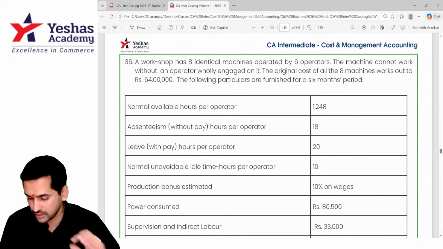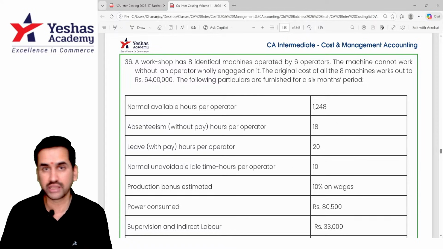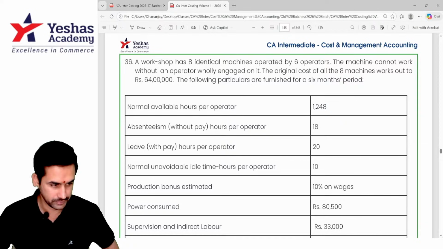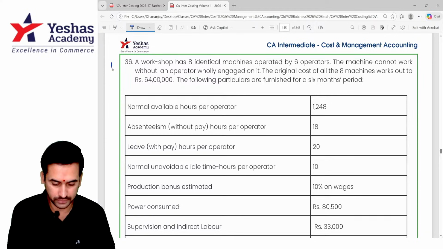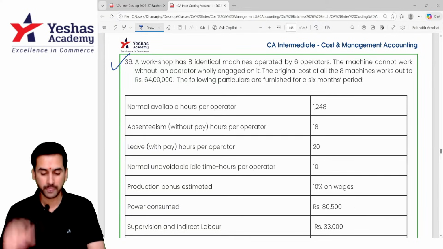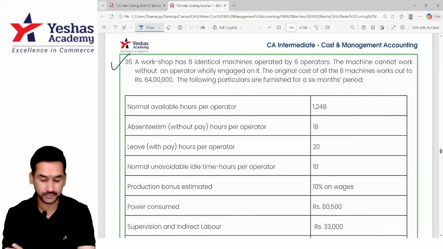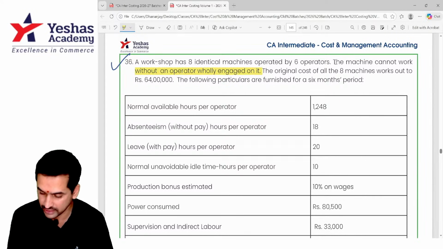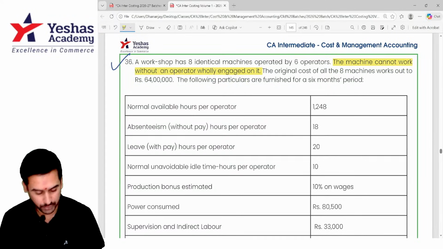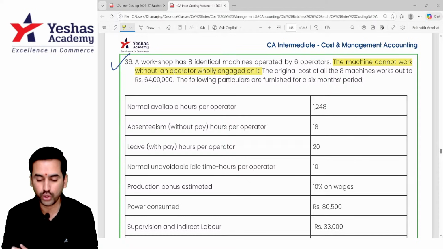Okay. Even this question is important. Even in this question, there is one major adjustment. If you get that, balance is easy. Okay. Let's see. All of you pay attention. A workshop has 8 identical machines operated by 6 operators. The machine cannot work without an operator wholly engaged on it. Very important sentence. Read. The machine cannot work without an operator wholly engaged on it.